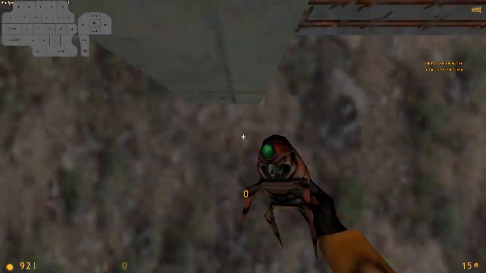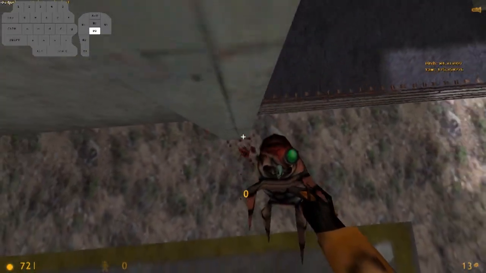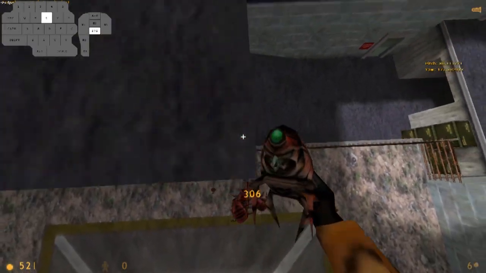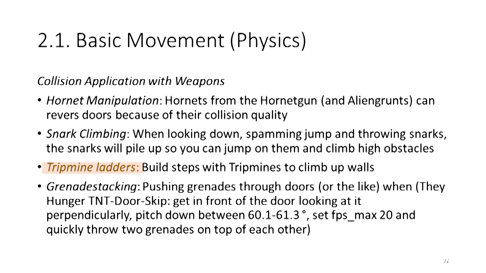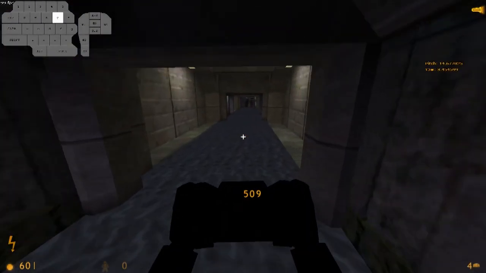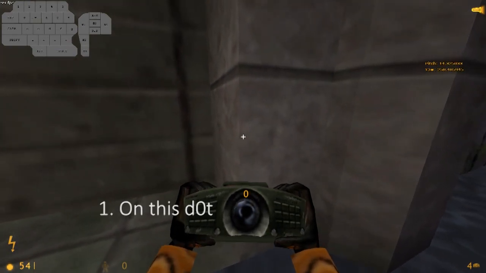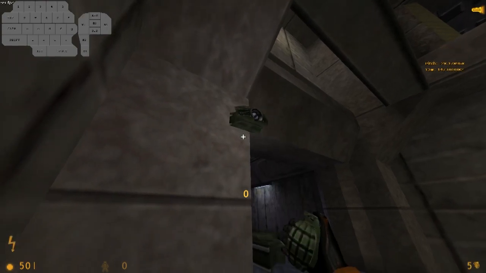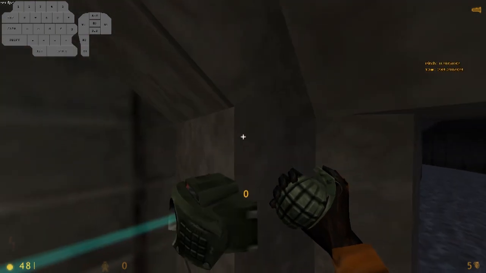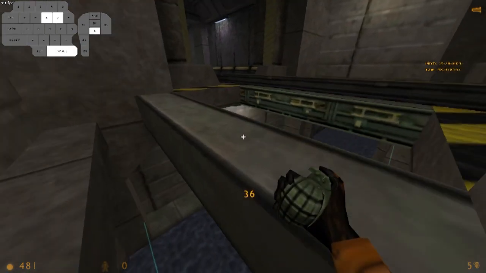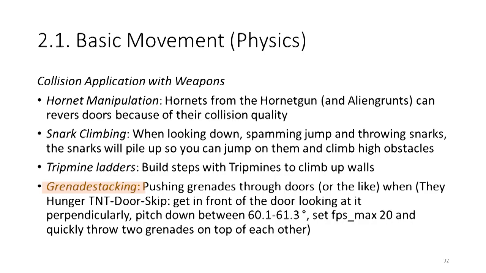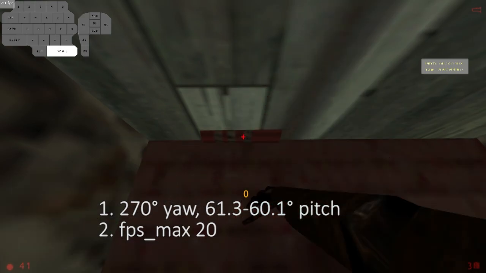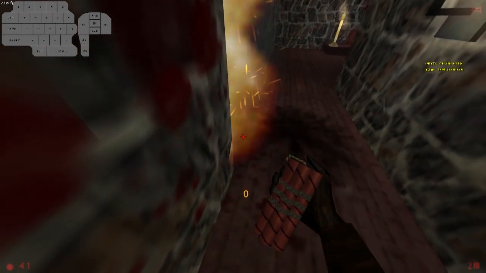Snarks can be used to climb walls by stacking them on top of each other. Because they will always go to the nearest target, they try to reach you, even vertically. Trip mines become solid as soon as they are activated and can be used as steps to jump on. It is important to be careful not to place them too high so that you can still reach them. Grenade stacking so far is only used in the Half-Life modification They Hunger, where you place one grenade on top of another to push it through a door and explode a blocking crate.